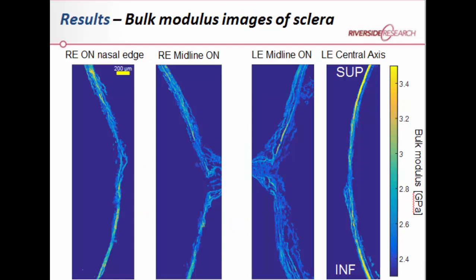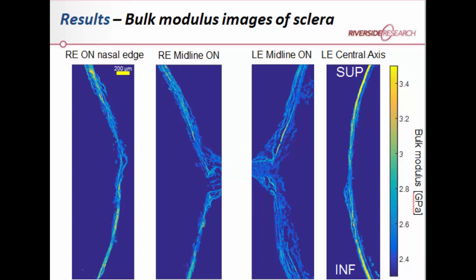So this shows acoustic property maps, in this case the bulk modulus at several locations. Here these are sections from the right eye, these are sections from the left eye, and these are sections through the nasal edge, so you don't see the optic nerve here. These are sections directly at the midline where the optic nerve is, and you can clearly see the optic nerve here. And what you already see here is a huge variation of the acoustic properties within these samples. So for example, it looks like the optic nerve tissue is a little bit softer than when you go a little bit further away from this location.